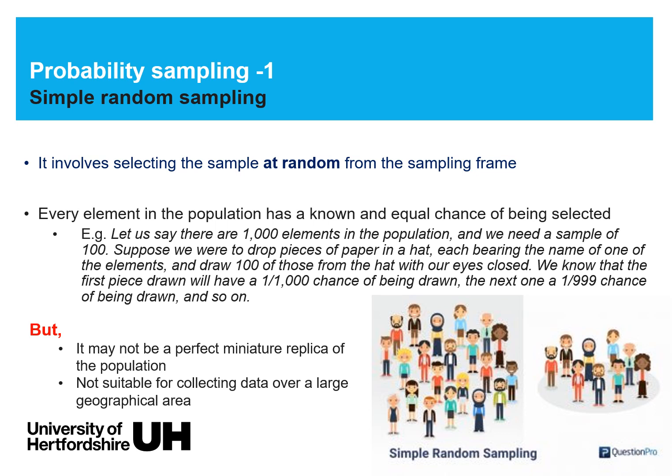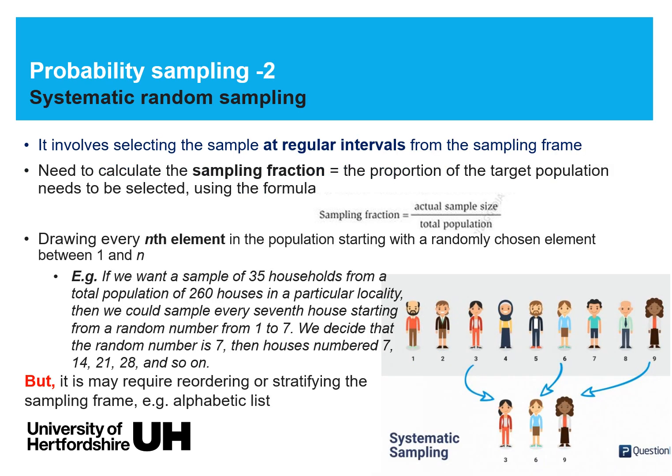All right. So the second probability sampling method is known as systematic random sampling, which is a sampling method involving selecting the sample at regular intervals from the sampling frame. As you can see from this image here, you select samples at regular intervals, so every third of the population. You choose the third, the sixth, the ninth. All right, so this is called systematic sampling.